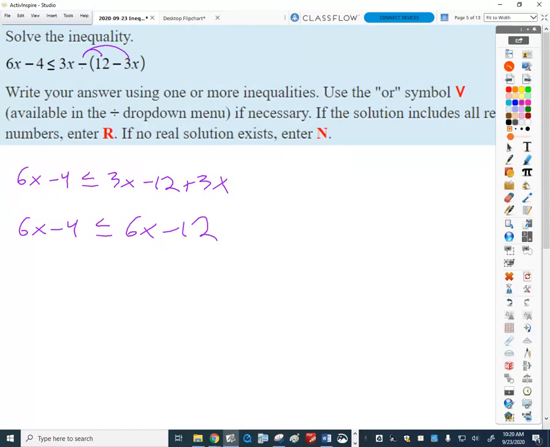Once again, look what's going to happen. When I subtract 6x from both sides, the 6x's cancel, don't they? And you can just show your work by canceling the 6x's. That's fine. So then what do I get? I get the result -4 is less than or equal to -12. How do I interpret that? Is that true or false? False. Okay. Yeah, so there's no solution. No solution. Yeah.